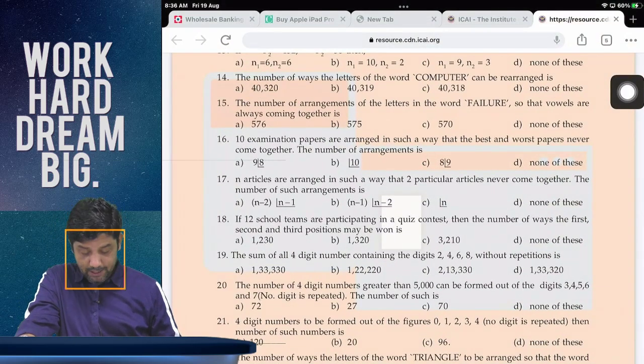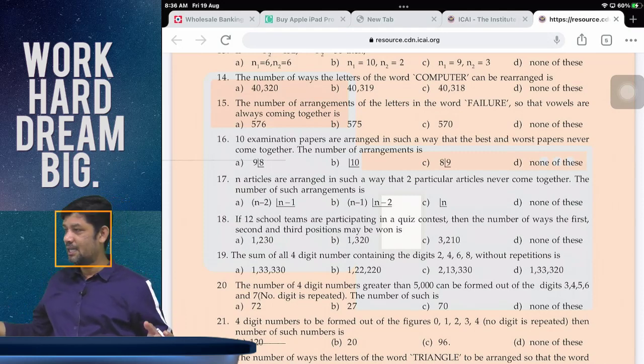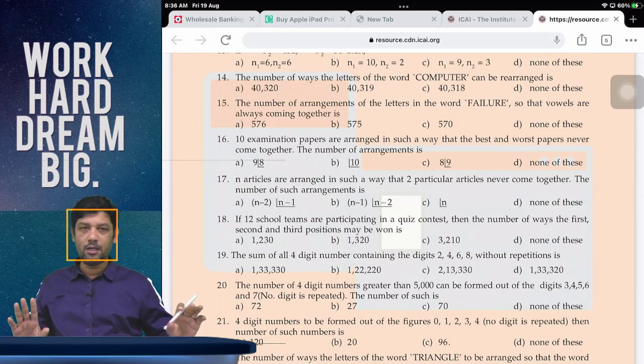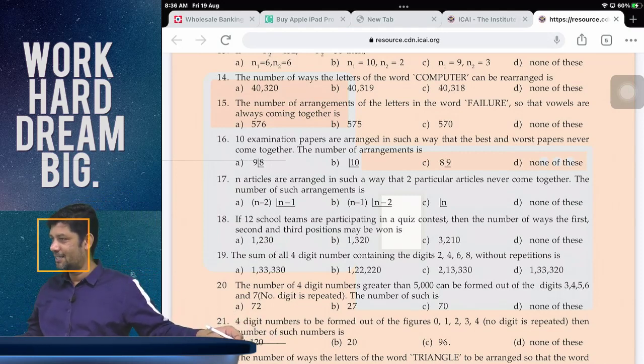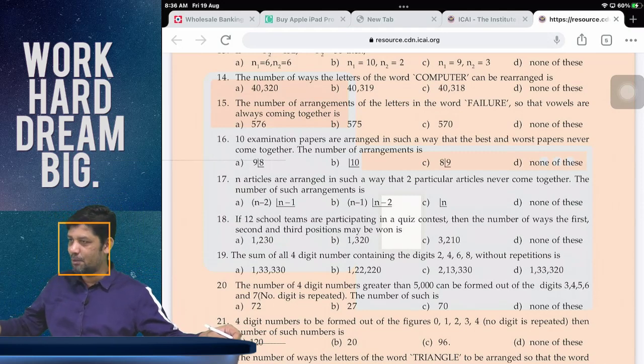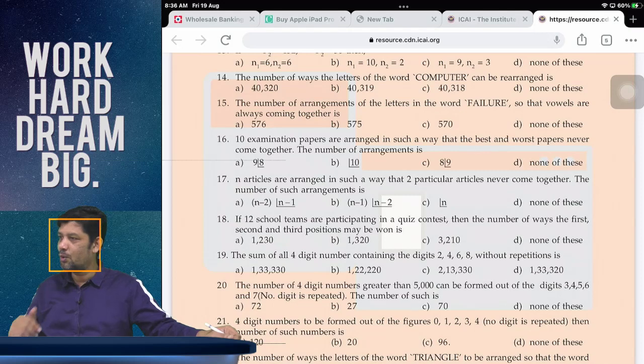N articles are arranged in such a way that two particular articles never come together. Same example. Is it same or not? Instead of 10 students, here n students, and that jodi never sits together. Are both the same example only, na? Sir, but n and all are coming, sir. So what? Just now only you solved.